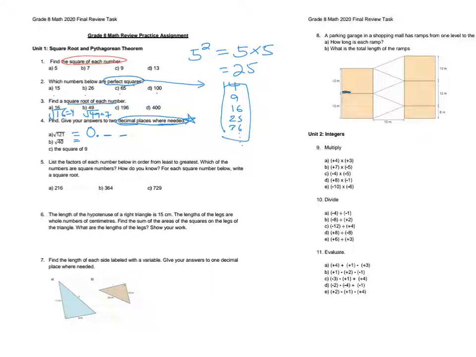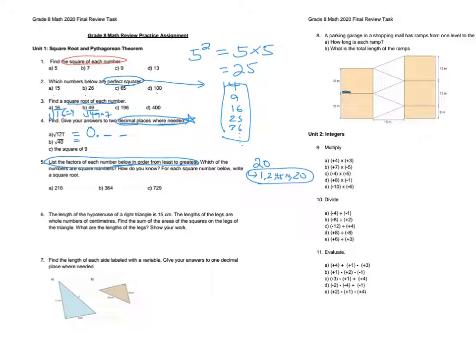List the factors of each number below in order from least to greatest. Remember, factors are numbers that multiply to get that number. So let's say I'm going to list factors of 20. It's going to be 1 and 20, 2 and 10, and then there's 4 and 5. So these are factors of 20.